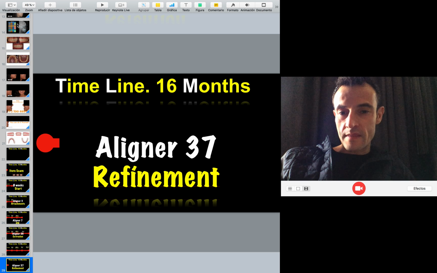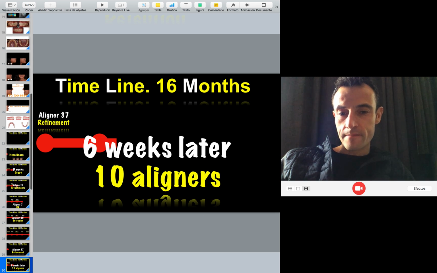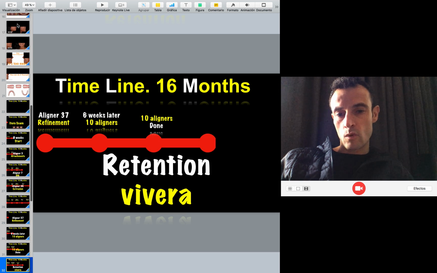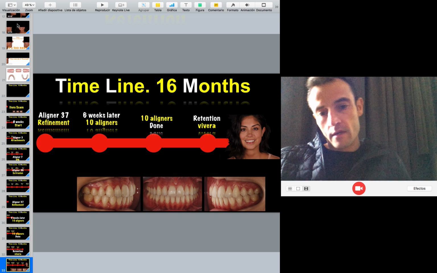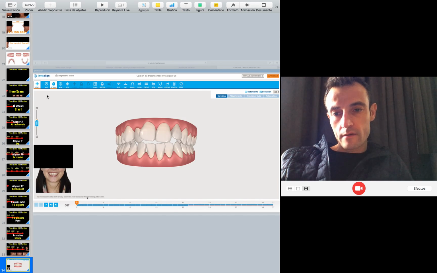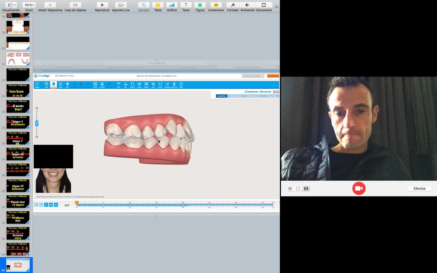Then we did the refinement in aligner 37. And then I did a short refinement of 10 aligners. And after 10 aligners, the case will be done, and then we put the retention, okay? And this is the final, you can see here. Okay, the movement of the clean checks.